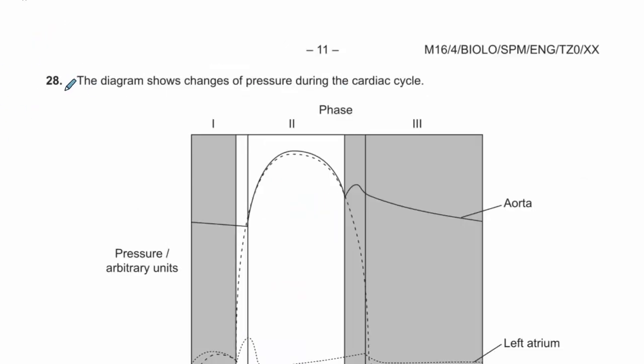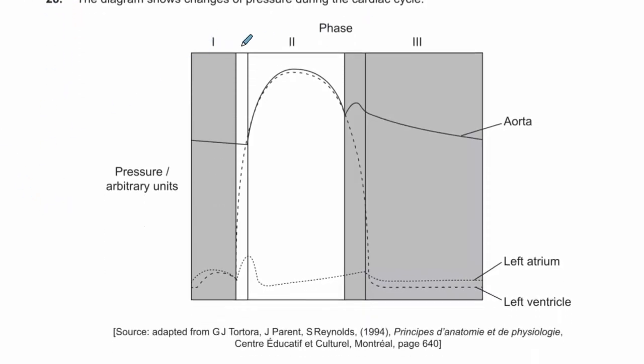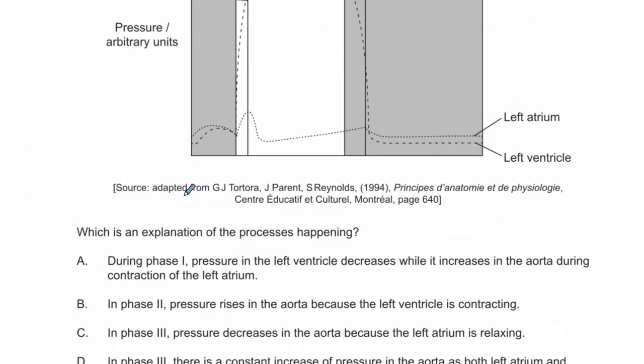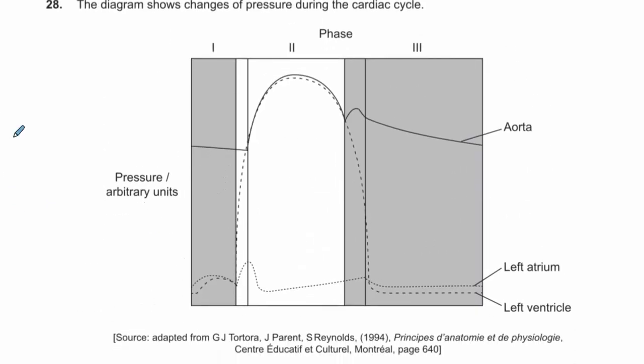28. The diagram shows changes of pressure during the cardiac cycle. And we have three phases, 1, 2, and 3. And then you have pressure along the y-axis and time along the x-axis. And it says, which is an explanation of the processes happening. And then, of course, they are talking about this cardiac diagram.